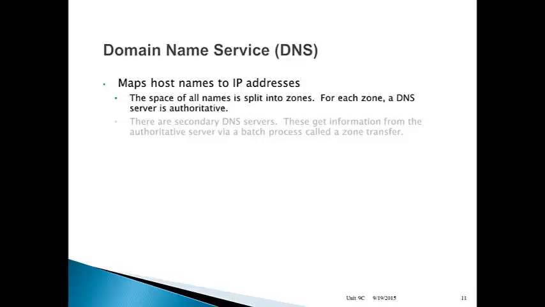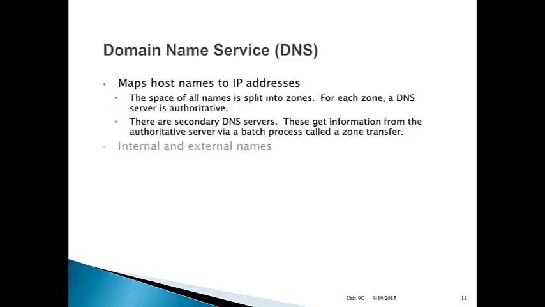There are also secondary DNS servers. They get information from the authoritative server, usually via a batch process called a zone transfer. If it's an internal secondary DNS server owned by the same organization responsible for that particular DNS zone, then you typically use a zone transfer.